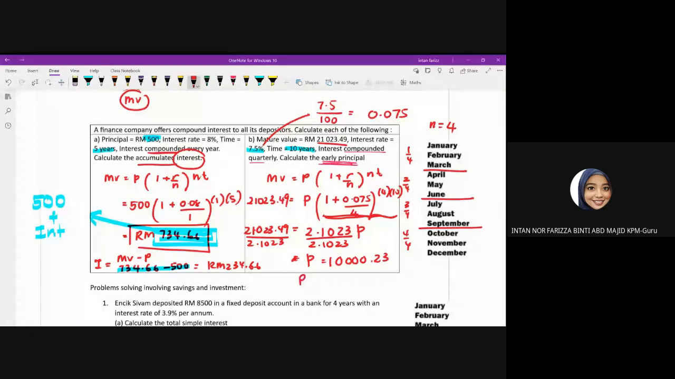Okay, 0.23. You can write P, by approximation, is RM 10,000. That also can. For those who got 9,000 something just now, like mine, I get RM 9999.99. Excuse the extra 9. I will write 10,000 like this.